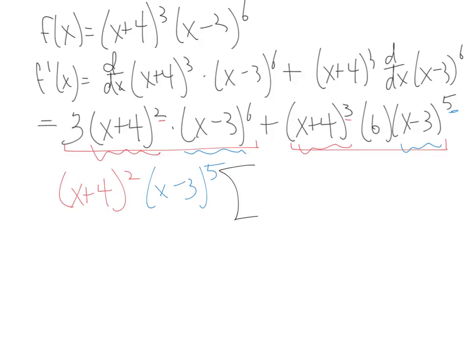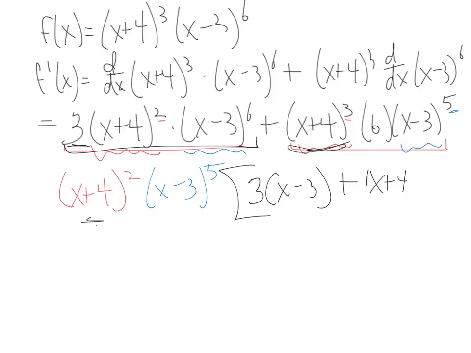When I've done that, this first one is going to be x plus 4 squared is gone, it's out front. X minus 3 to the 6 divided by x minus 3 to the 5. So basically I'm left with the 3 and the x minus 3. In the second one, looking at this, I have an x plus 4 left over and a 6, and then the x minus 3 is gone. Is that right?